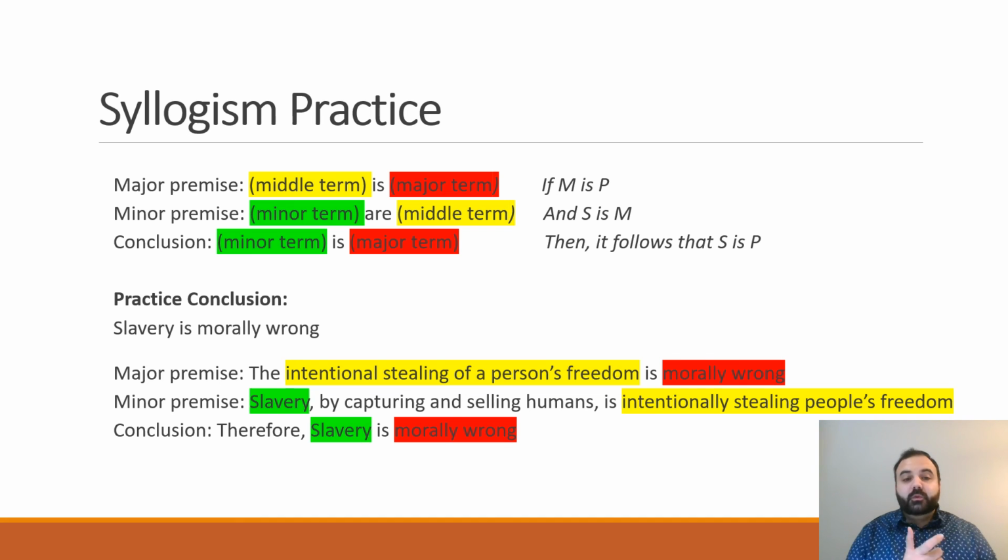Again, come up with a minor and major term out of the conclusion, deduce a middle term that connects both the minor term and major term and shows the cause of the conclusion, and then put it all together.